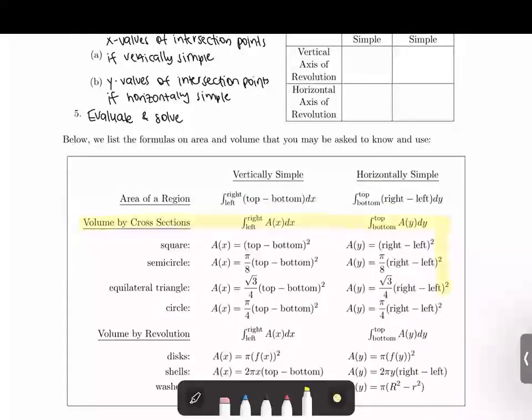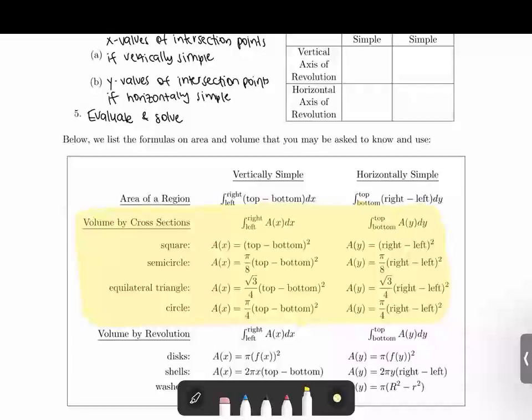our volume is going to typically, let me start this. So this is this big chunk here. Our formulas are still going to use that same top minus bottom and right minus left. One thing to notice is that the bounds, whether we're horizontally or vertically simple, are going to stay the same when we do volume by cross sections as when we did area. So for vertically simple, our top bound is right and our bottom bound is left. And for horizontally simple, our top bound is the top and our bottom bound is the bottom.